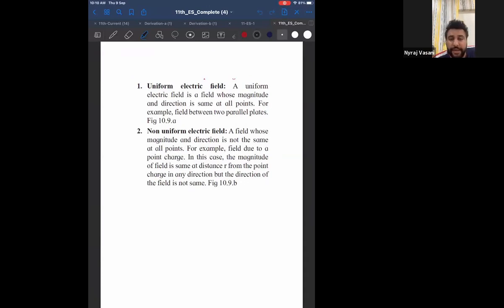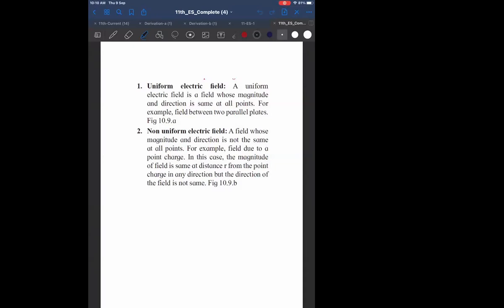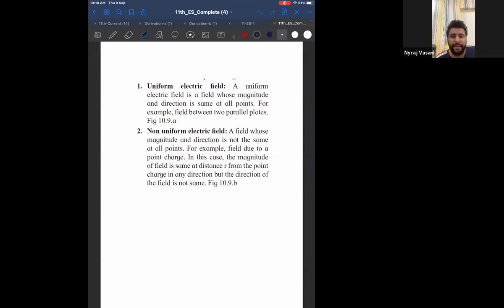And there are two types of electric field. One is uniform electric field and one is non-uniform electric field. Now, the difference between uniform and non-uniform electric field, you know the difference between equal vectors and unequal vectors. What do you mean by equal vectors? Can anyone tell me? You have studied two vectors, right? Having same magnitude and same direction. Same magnitude and same direction is equal vectors. Different magnitude and different direction is unequal vectors.